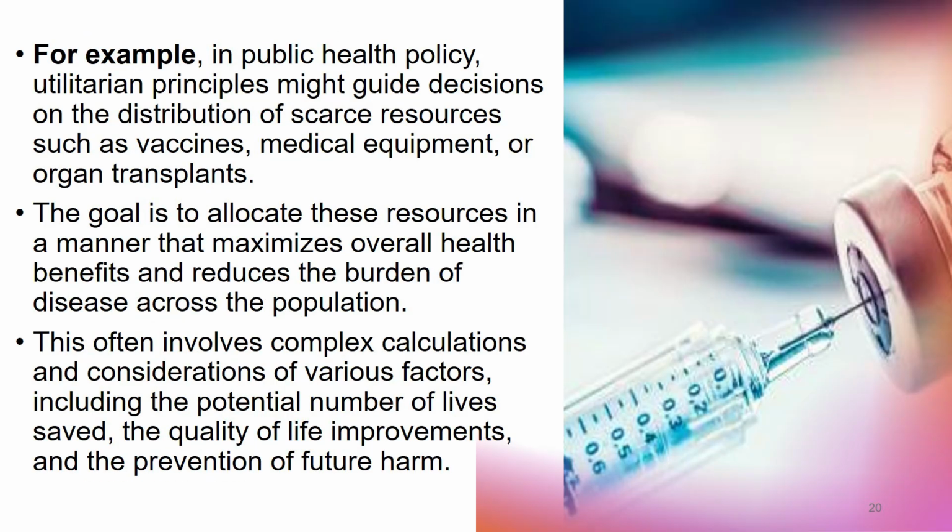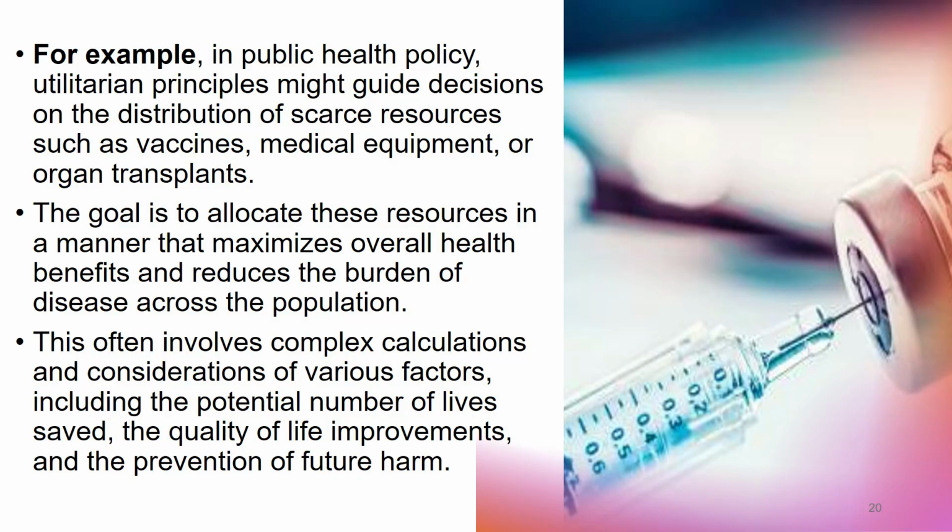For example, in public health policy, utilitarian principles might guide the decisions on the distribution of scarce resources such as vaccines, medical equipment or organ transplantations, as we have recently seen this happen in the COVID times when vaccines were not available for everybody in the initial days. The goal is to allocate these resources in a manner that maximizes overall health benefits and reduces the burden of the disease across the population.